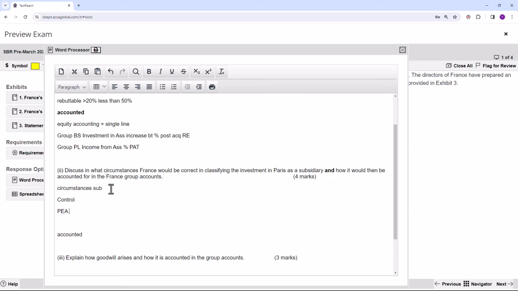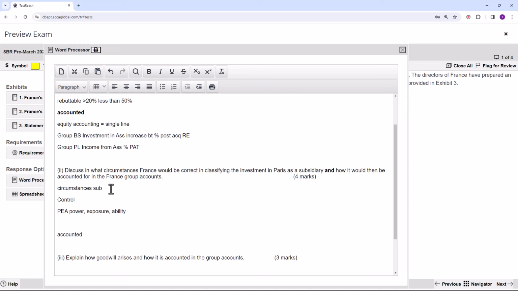And there's a mnemonic. I love mnemonics. I love these little shortcuts. PEA. To have control, you have to have the power over the operating activities. You have to have the exposure to variable returns. And we do have, because at 40%, you've got that exposure to variable returns. You do well if the company does well. You do badly if it doesn't do so well. You know, you're in it. And you have to have the ability to use the power.